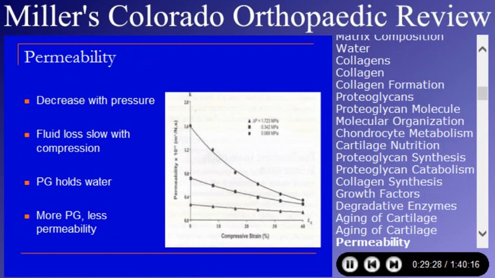Cartilage is permeable. It loses fluid with compression. The proteoglycan holds the water, so the more proteoglycan the person has, the less permeable their cartilage is. In osteoarthritis, there's proteoglycan loss and water increase, so it is more permeable.